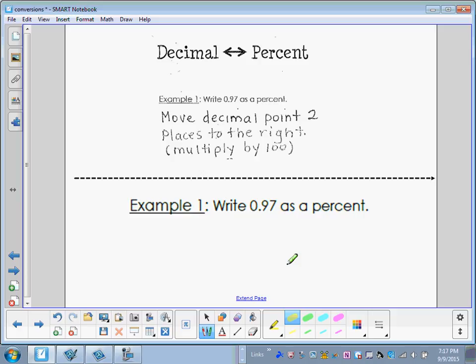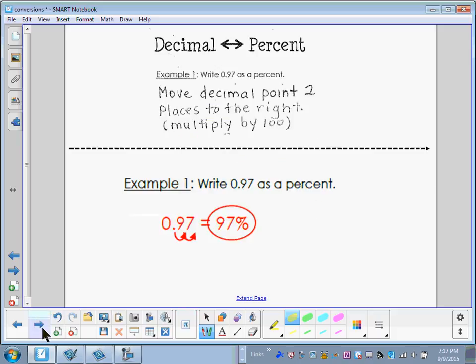To move a decimal to a percent, you move the decimal point 2 places to the right and multiply by 100. So go ahead and try example 1. Write 0.97 as a percent. 0.97 is equal to 97%.